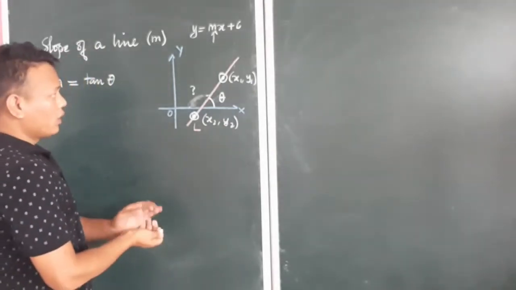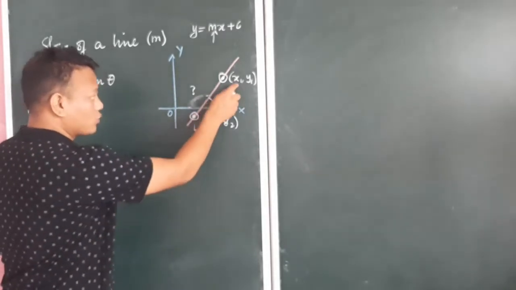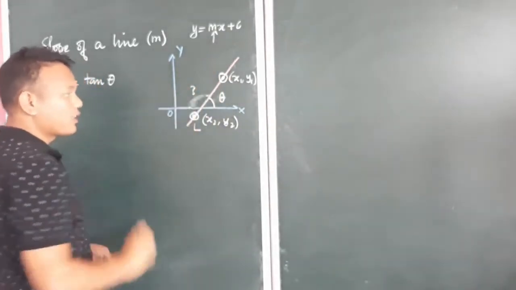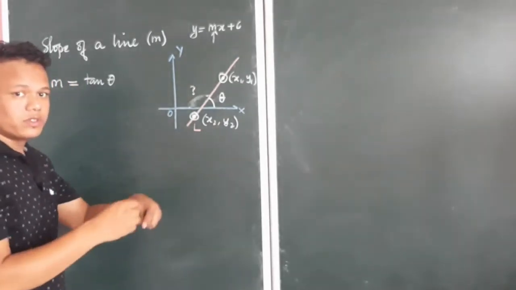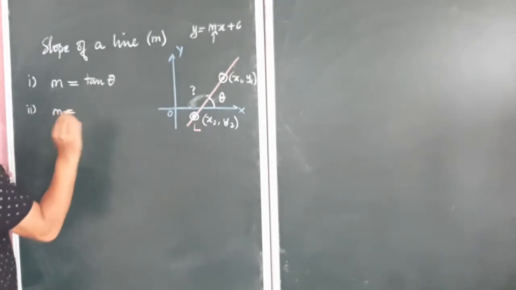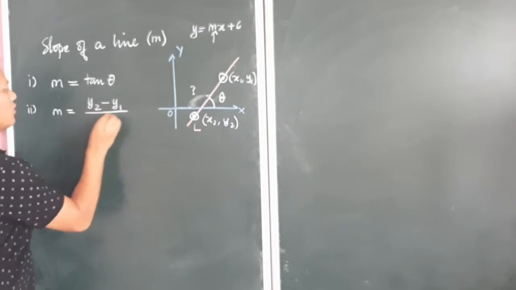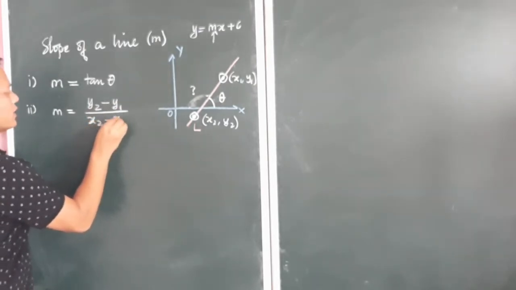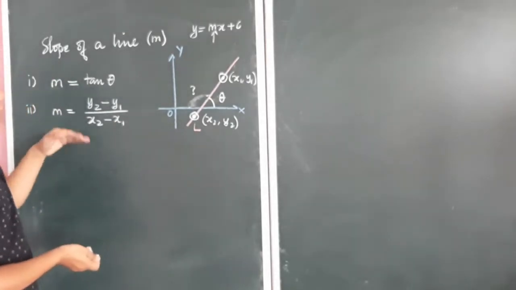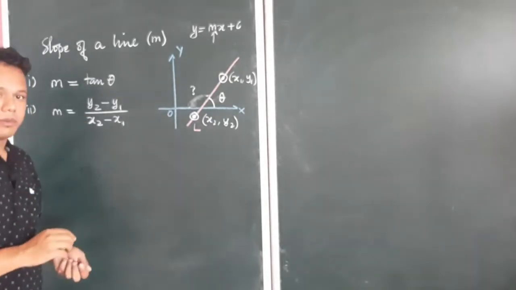If you see here, this straight line passes through two points. One is x1, y1, and another is x2, y2. If these two points through which the straight line passes are given to you, then the slope of the line is calculated using this formula: y2 minus y1 whole divided by x2 minus x1. These are the very important formulas for calculating the slope of a line. There are two formulas that you need to remember here.